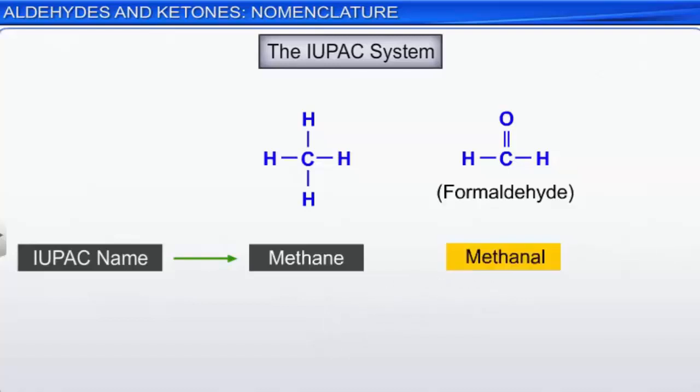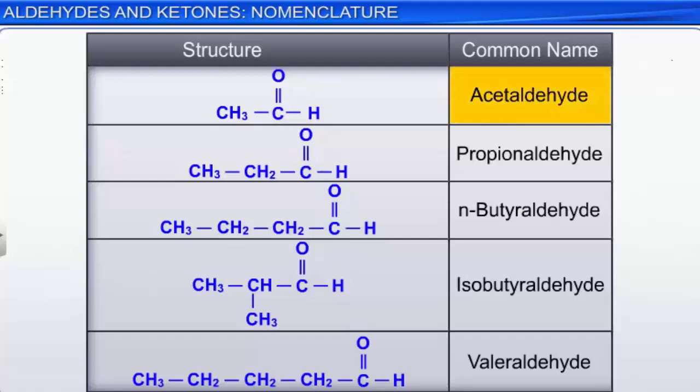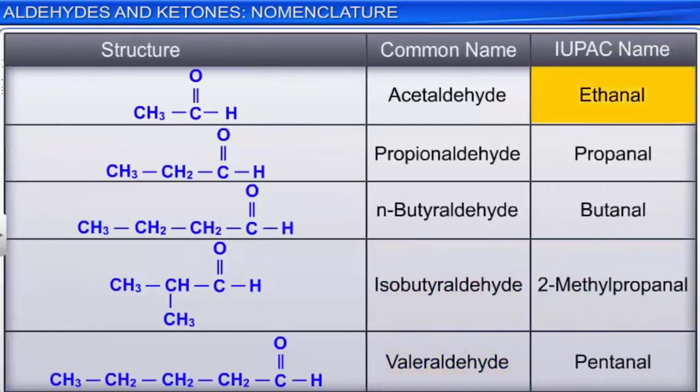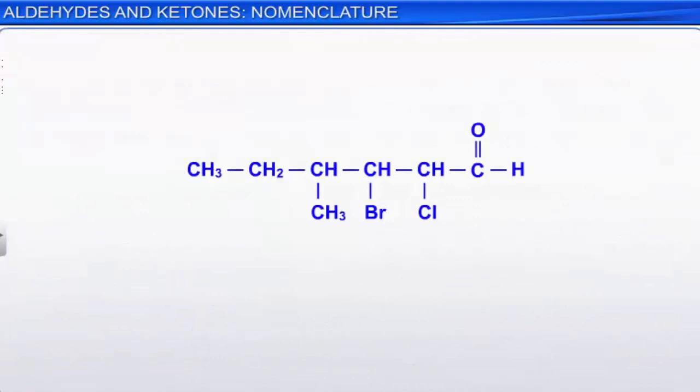Similarly, the IUPAC names for acetaldehyde, propionaldehyde, n-butyraldehyde, isobutyraldehyde, and valeraldehyde are ethanal, propanal, butanal, 2-methyl-propanal, and pentanal respectively. The substituents in the aldehydes are prefixed in alphabetical order along with numerals indicating their positions in the carbon chains. Thus, the IUPAC name of the given compound can be written as 3-bromo-2-chloro-4-methyl-hexanal.